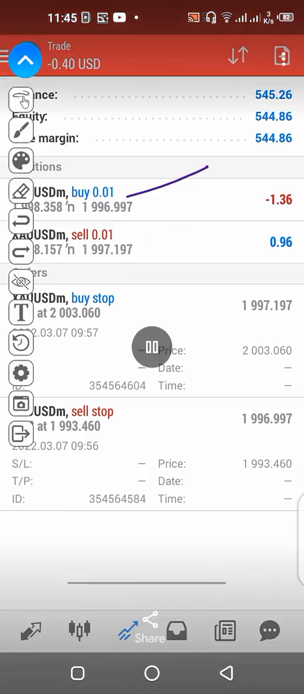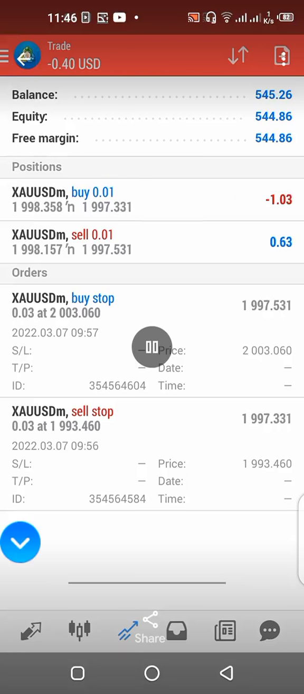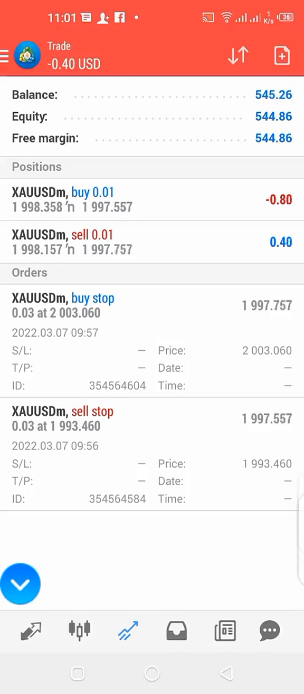So I expect one of the trades to get triggered to close out. I expect either my buy trade closes in profit, or my sell trade closes in profit. I expect one of the trades to close in profit, either the buy trade or the sell trade. One is expected to close in profit as time goes on.